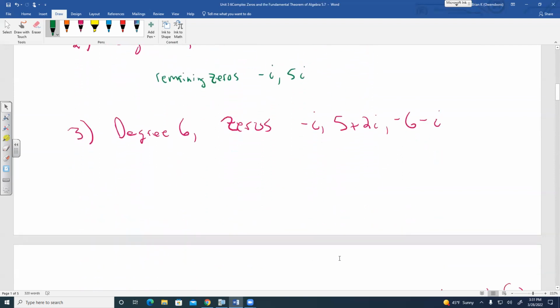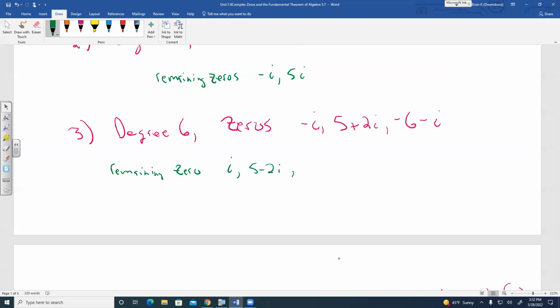So if I have a degree 6 polynomial, and the zeros given are negative i, 5 plus 2i, and negative 6 minus i, what are the remaining zeros? Well, since each one of those is a complex number, all I have to do is use its conjugate. So if there's a negative i, then there's got to be a positive i. If there's a 5 plus 2i, then there's got to be a 5 minus 2i. So notice that the imaginary part's the only thing that changes. The real number part, the front number, does not change.